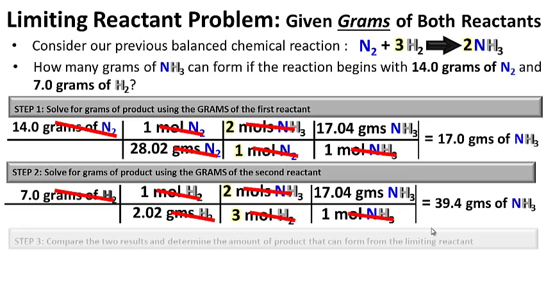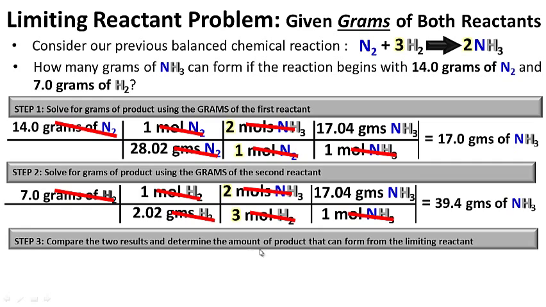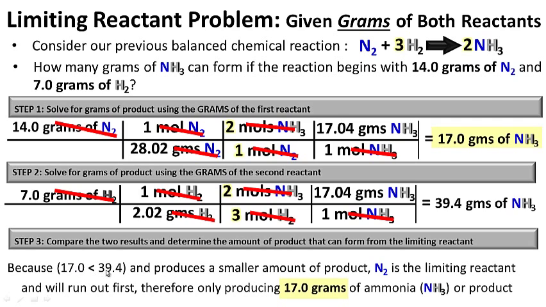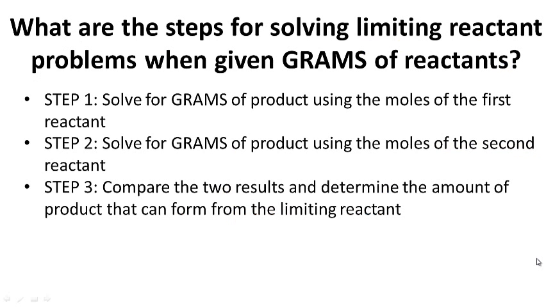So step 3, compare the two results and determine the amount of product that can form from the limiting reactant here. Well, because 17 is less than 39.4 and produces a smaller amount of product, N2 is the limiting reactant and will run out first, therefore only producing 17 grams of NH3, ammonia, or product. So for your notes, what are the steps for solving limiting reactant problems when given grams of reactants? Go ahead and pause this while you write. I'm going to move on.